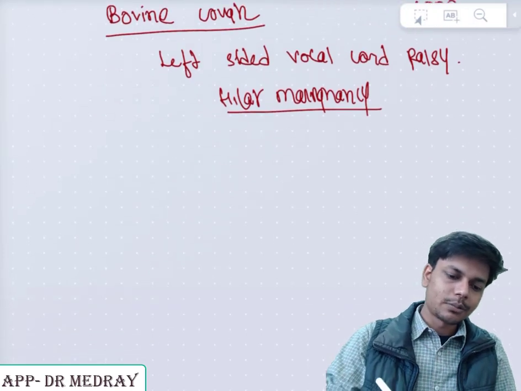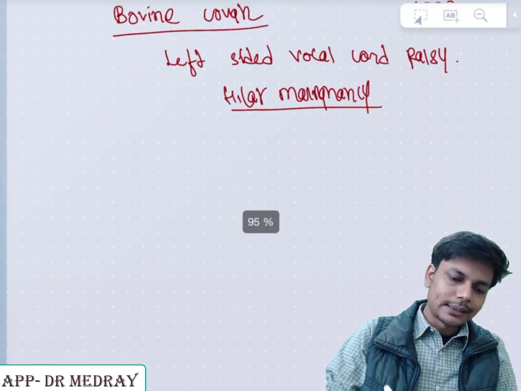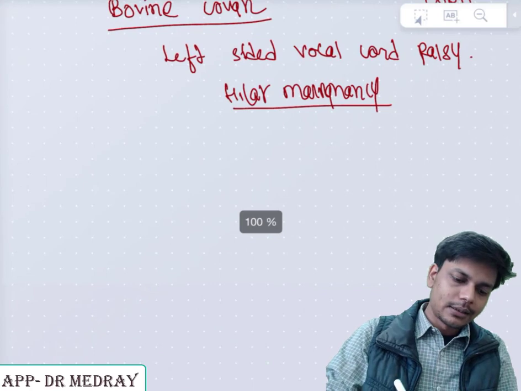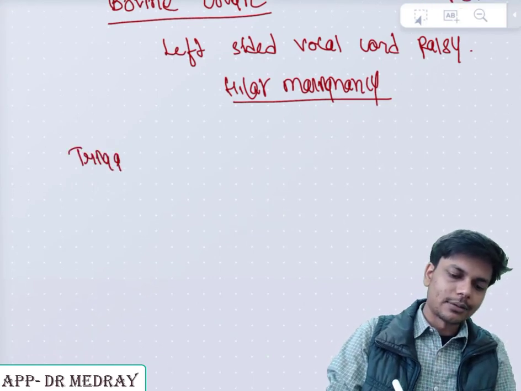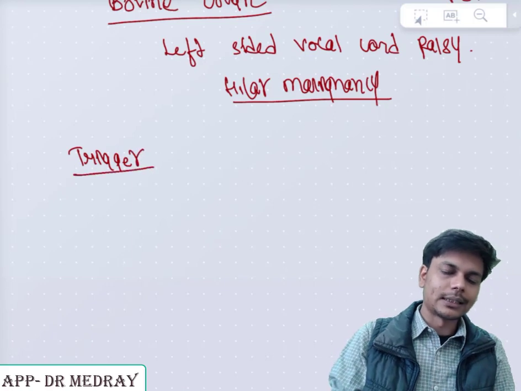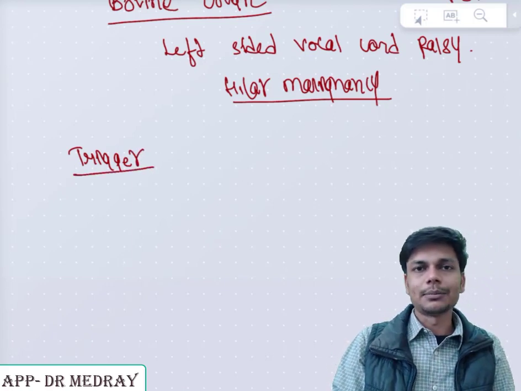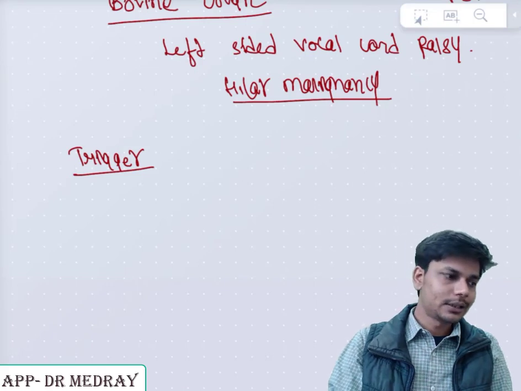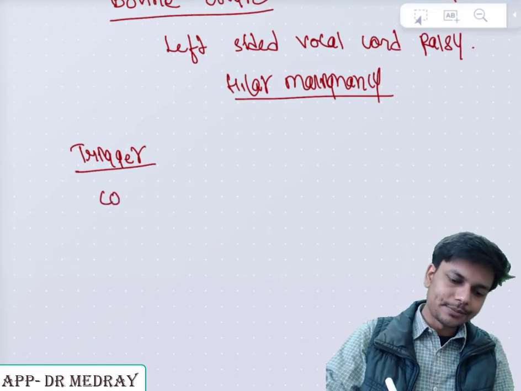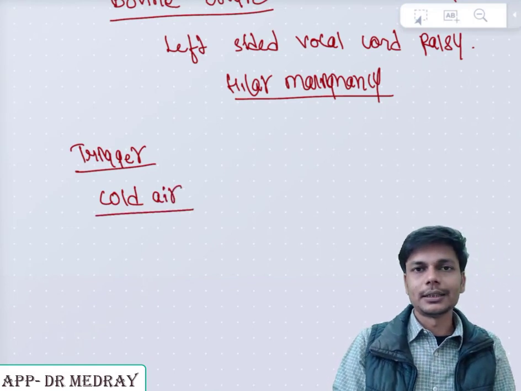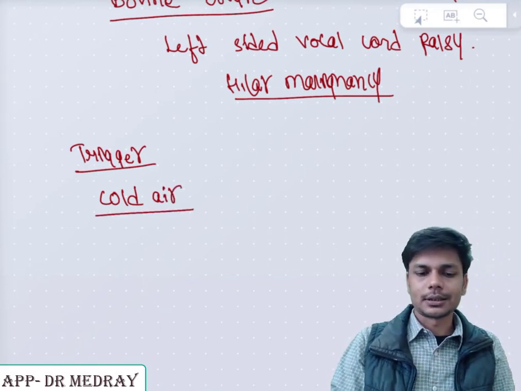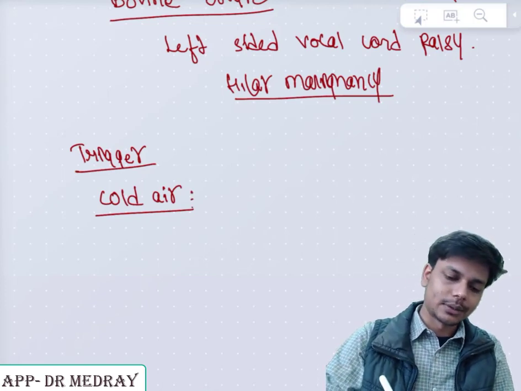The other important point in history taking in cough is the trigger. What is triggering the cough? Is there any event which is triggering or increasing the cough, like that of cold air? If cold air is triggering the cough, it usually suggests asthma. Cold air usually aggravates asthma.